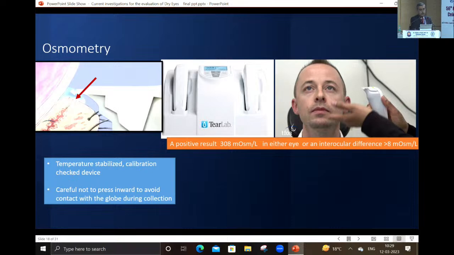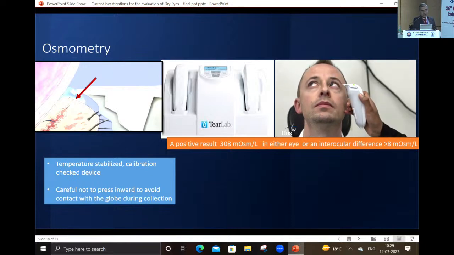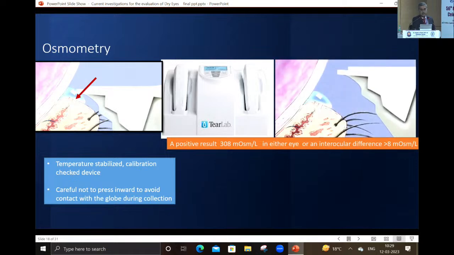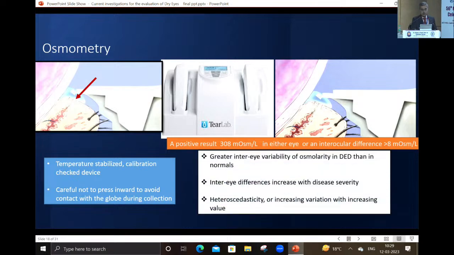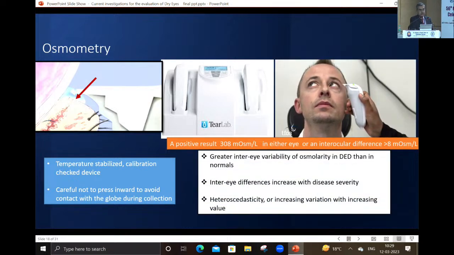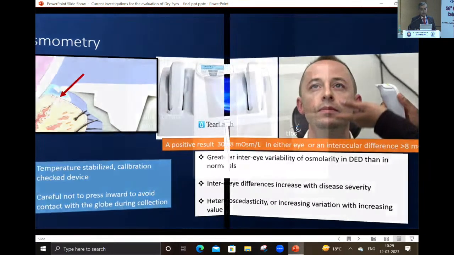So coming to the second point, osmometry, osmolality. We have the TearLab, which again we do without touching the eye. We just look at the inferior fornix and take out a little bit of the tears and test the osmolality. It is temperature stabilized and a very calibrated test. If the calibration is not proper, then the result may not be good. A positive test is something about 308 milliosmoles per liter. The inter-eye differences and high variability with a higher value is quite a common error that is possible in osmolality.